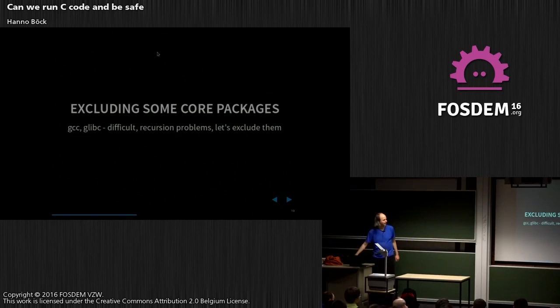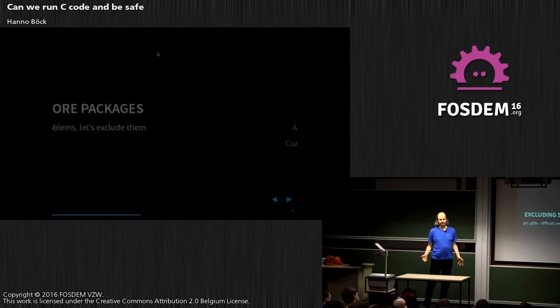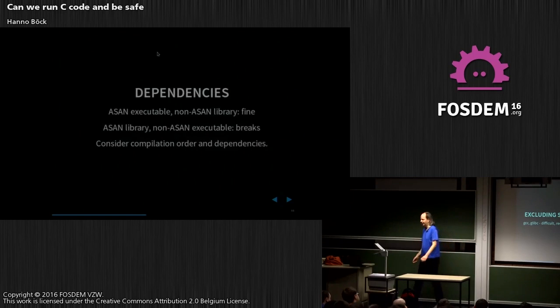So some of the problems are, if you try to compile glibc with address sanitizer, you run into a problem because address sanitizer is actually replacing some of the glibc functions to intercept memory allocations and know what's going on, and there you get recursion problems. You also cannot easily compile GCC. It's possible to compile both glibc and GCC with address sanitizer, but it doesn't work out of the box. So at least for a start, I said, okay, let's disable them and compile everything else with it.